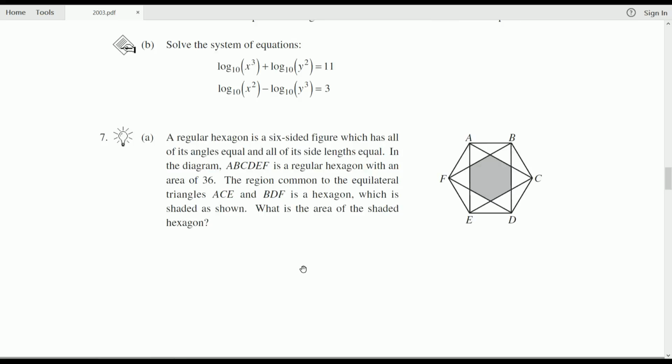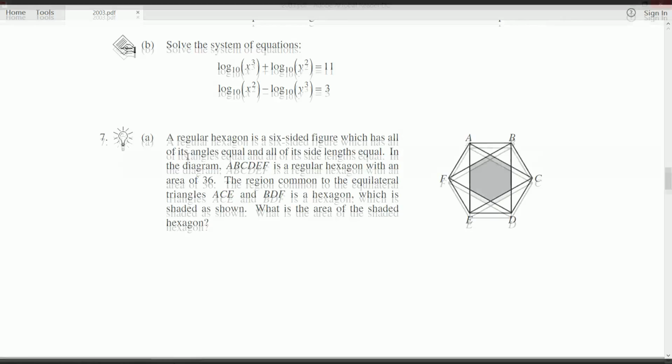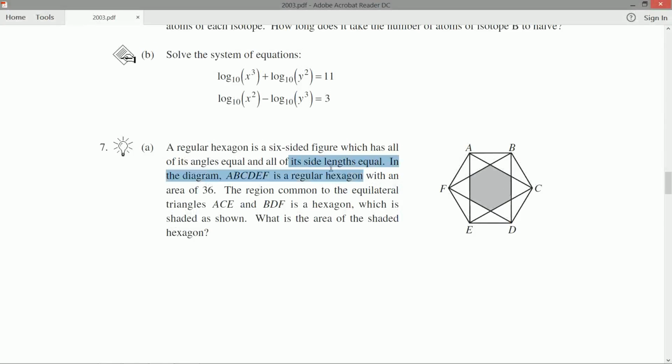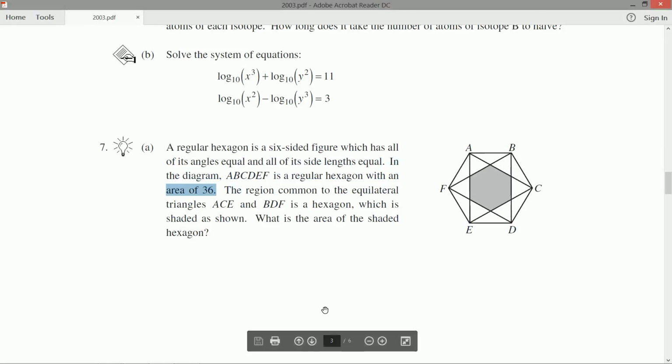So 7a: a regular hexagon is a 6-sided figure which has all of its angles equal and all of its side lengths equal. In the diagram, ABCDEF is a regular hexagon with an area of 36. The region common to the equilateral triangles ACE and BDF is also a hexagon. We can see it here, it's the shaded area. And we're asked, what is the area of the shaded hexagon?